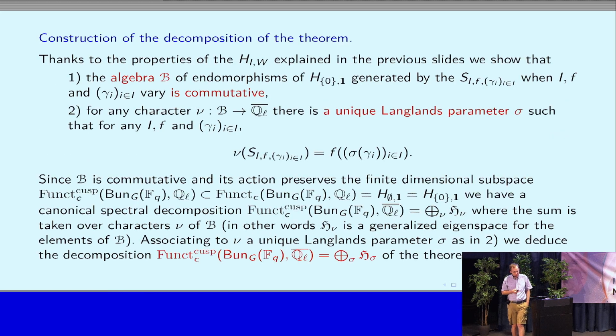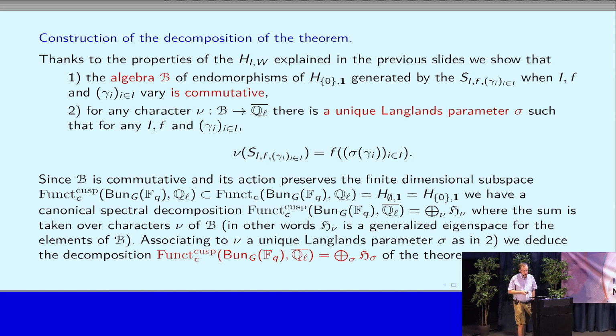And thanks to the properties of the HIW, we show that this algebra of excursion operators is commutative. And for any character nu of this algebra, there is a unique Langlands parameter sigma such that this formula, which is very important, holds. The image of the excursion operator by this character nu is equal to f of the sigma of the gamma I. Because the gamma I are in the Weyl group, the sigma of gamma I are in G hat, so the family is in G hat to the I, and you can apply the function f. In fact, the sigma of gamma I are in G hat of QL bar. And then you apply f, and you get something in QL bar.